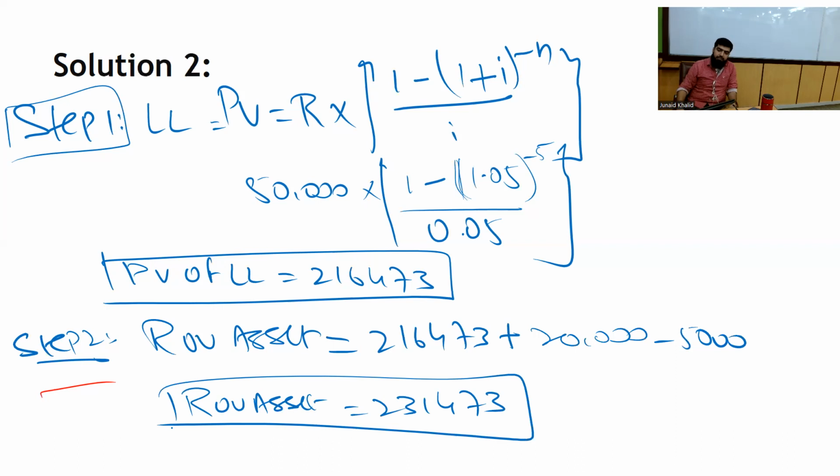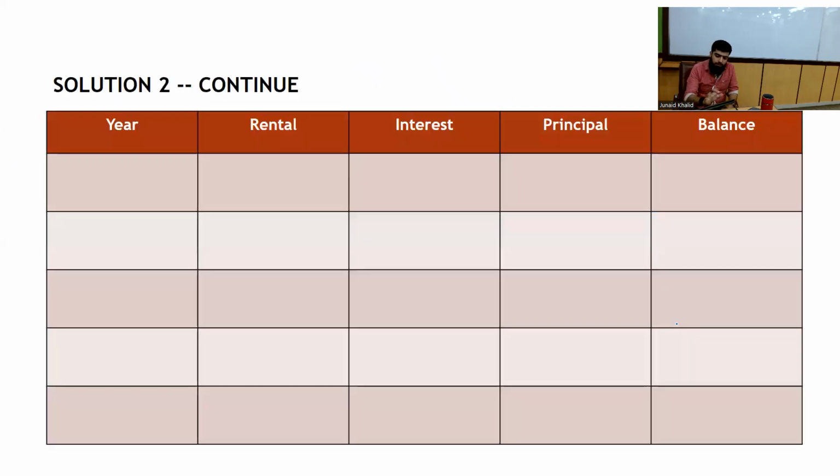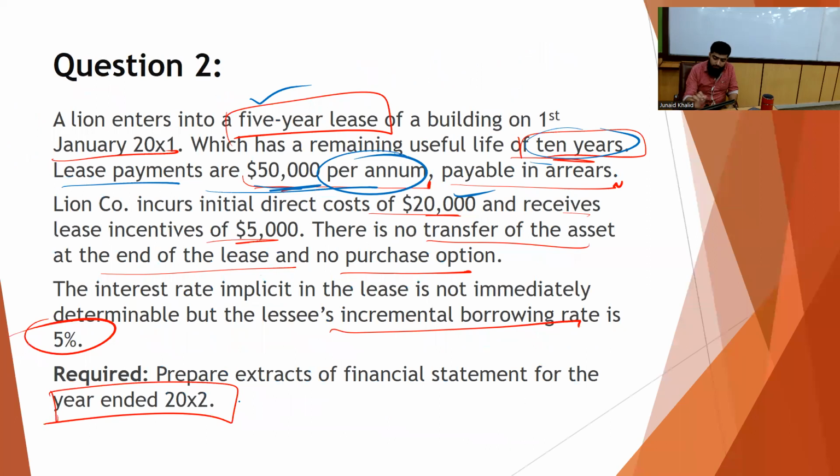So two main components that we have identified: the lease liability and the right of use asset. The right of use asset will subsequently be depreciated and recorded in the balance sheet, while the lease liability would be unwound. We record the liability at present value, and by the passage of time we do unwinding of interest. Now let's complete this table with respect to the requirement.